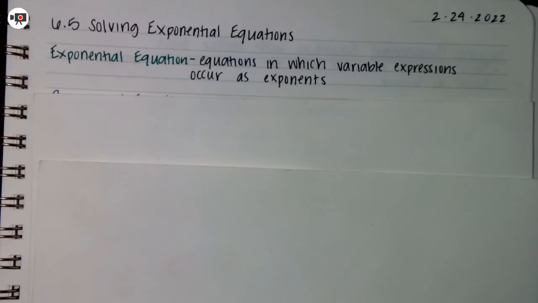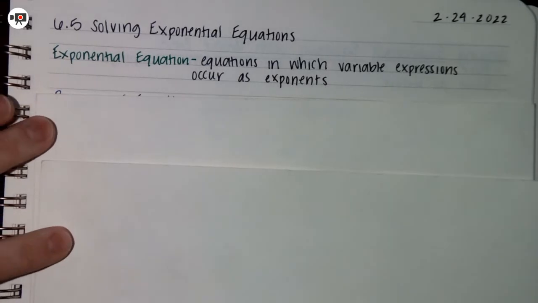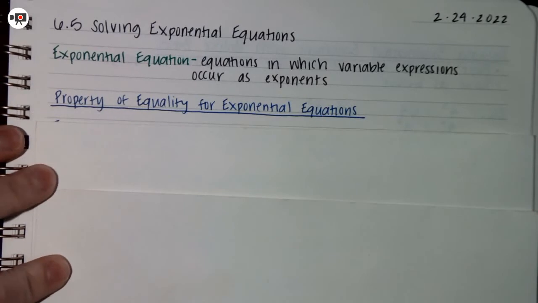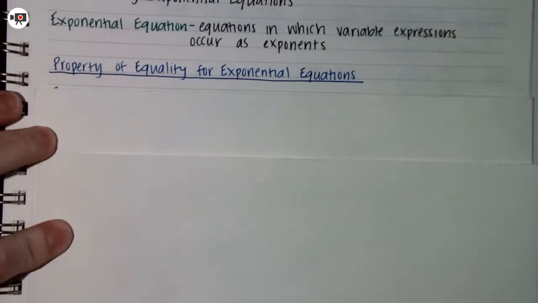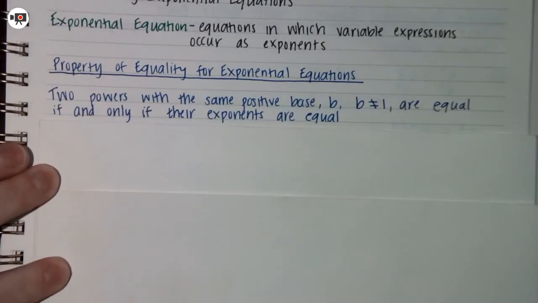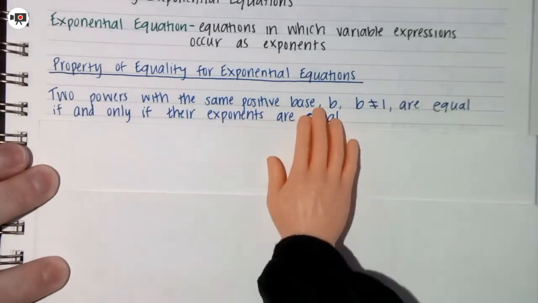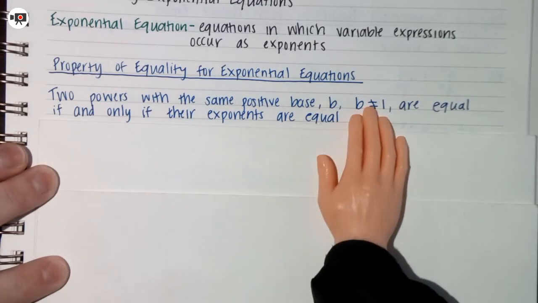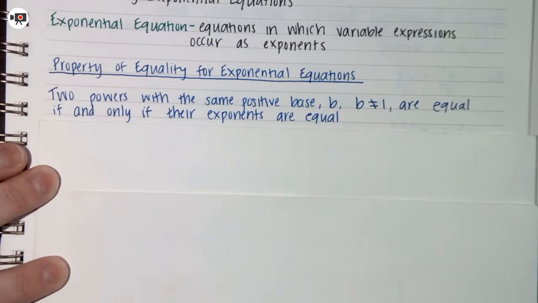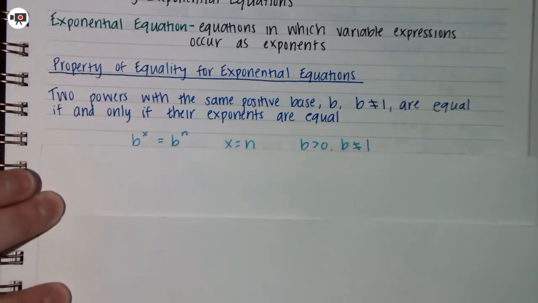This is 6.5, solving exponential equations. An exponential equation is an equation in which the variable expressions occur as exponents. So variables will be in the exponent position. The property of equality for exponential equations says that if two powers with the same positive base b, where b is not 1, are equal, if and only if their exponents are equal.